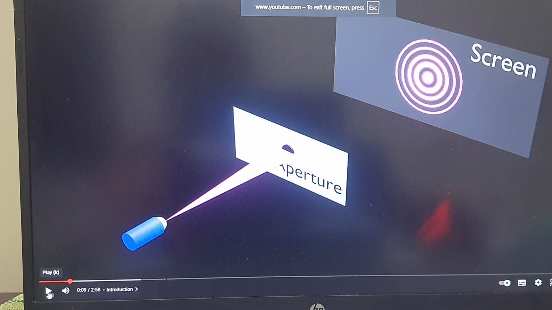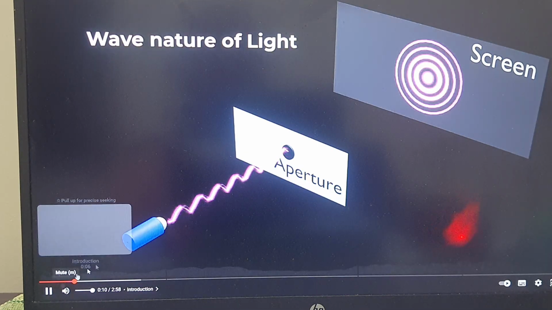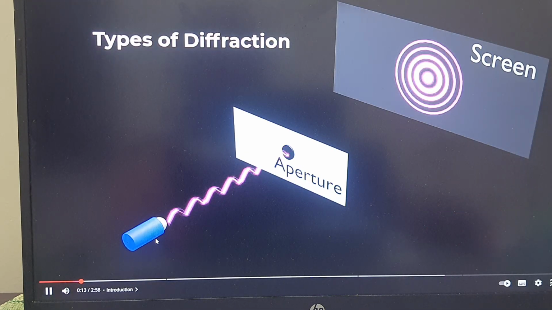See, here is the light source, and here is the aperture or obstacle or slit, whatever it is, and here will be the screen. See how the diffraction phenomenon will happen. Wave-like characteristics, and the main wave nature of diffraction.